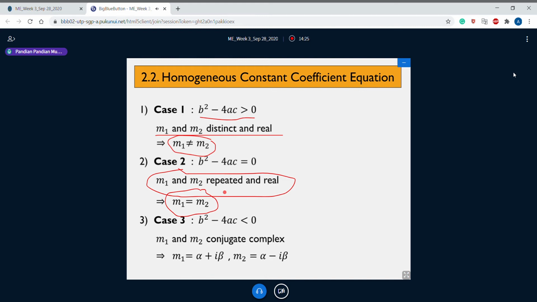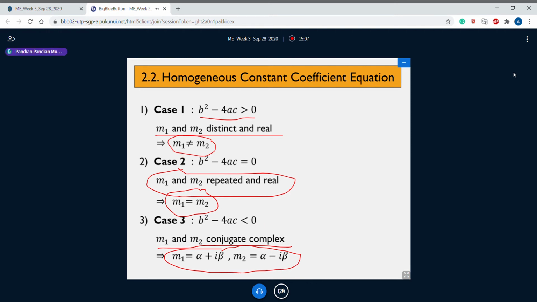Case 3 is the obvious case, b squared minus 4ac less than 0. Less than 0 means a negative value. So m1, m2 will be a conjugate complex. That means m1 has a real part and an imaginary part: m1 equals alpha plus i beta, m2 equals alpha minus i beta. So you have both a real part and an imaginary part. Then we call this a conjugate complex. This will happen when b squared minus 4ac is less than 0.